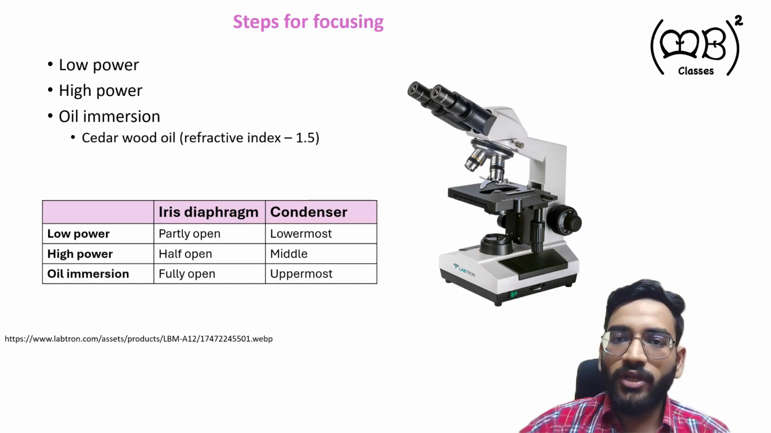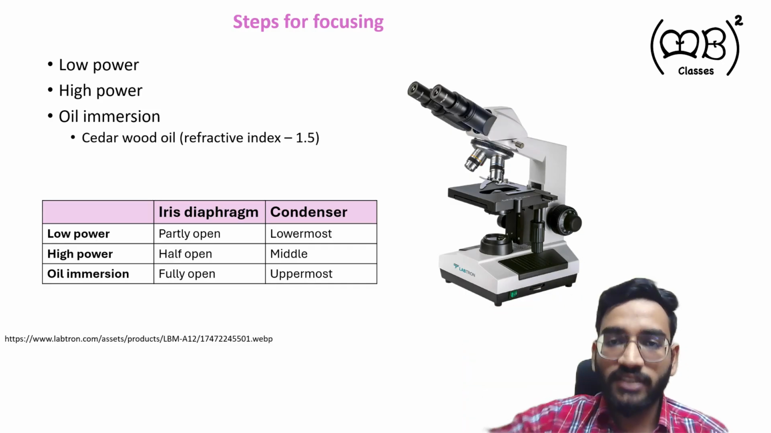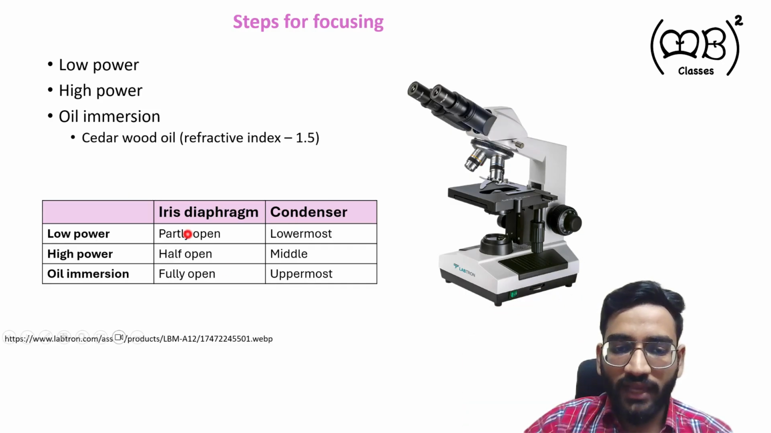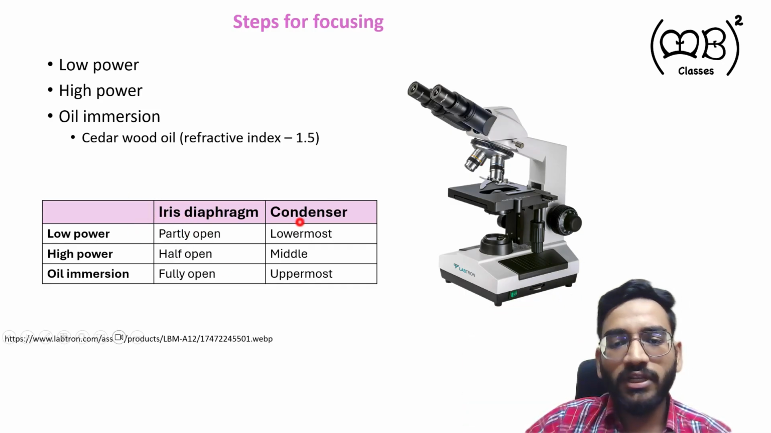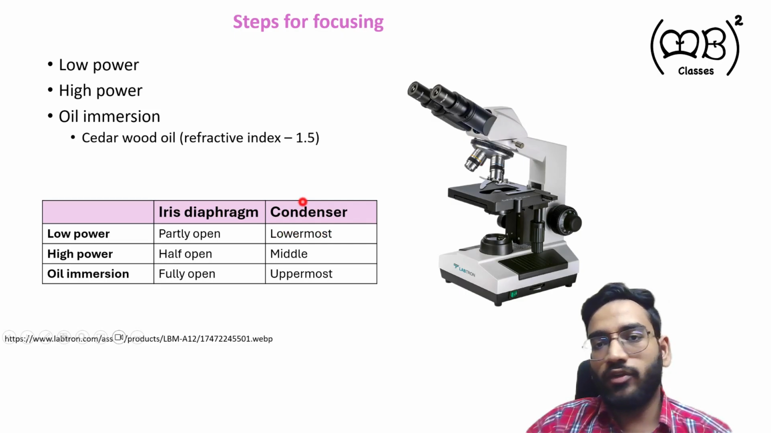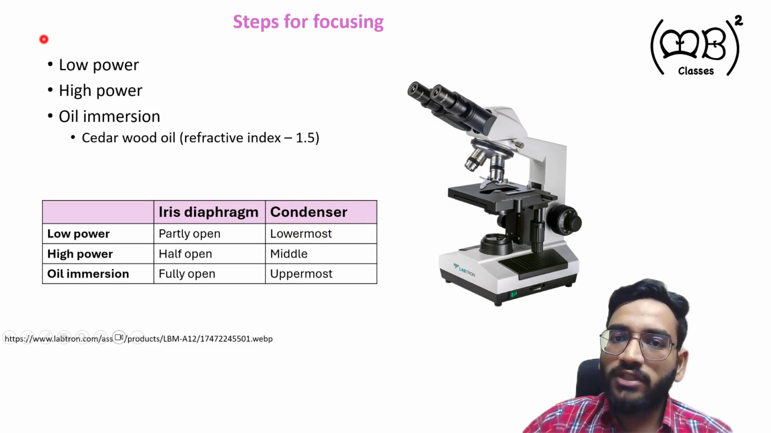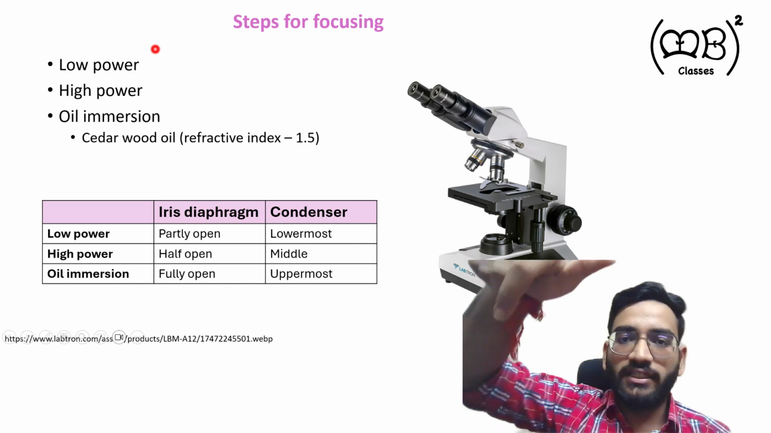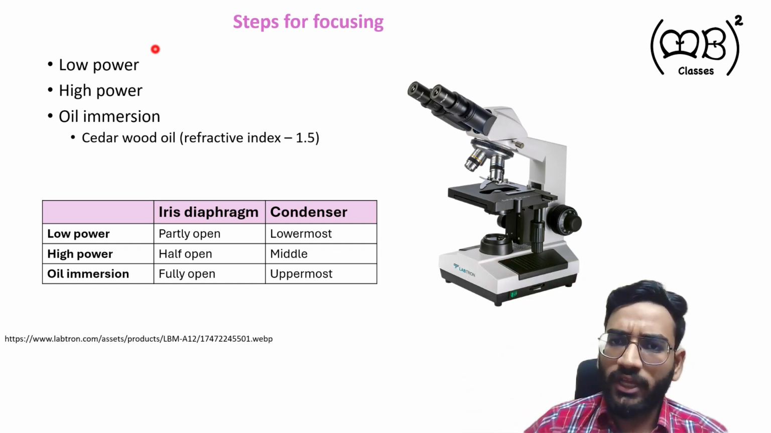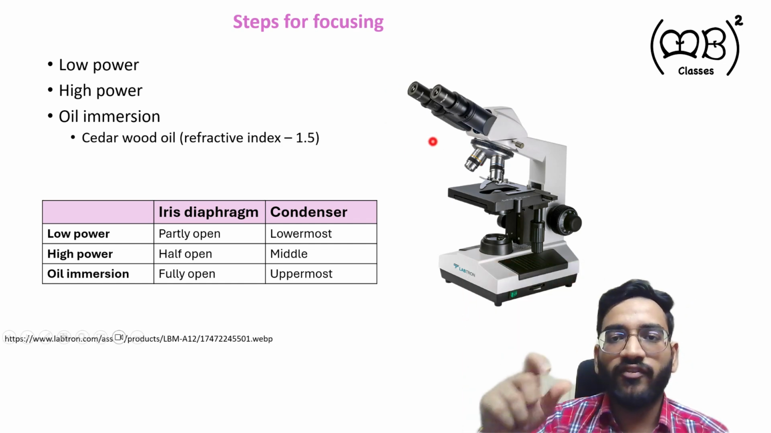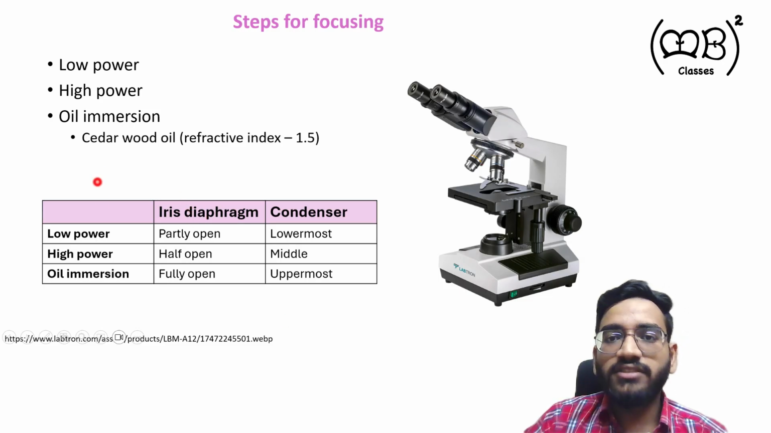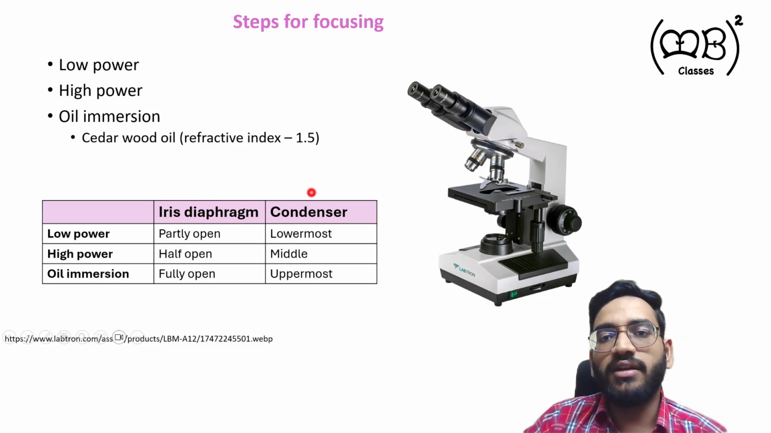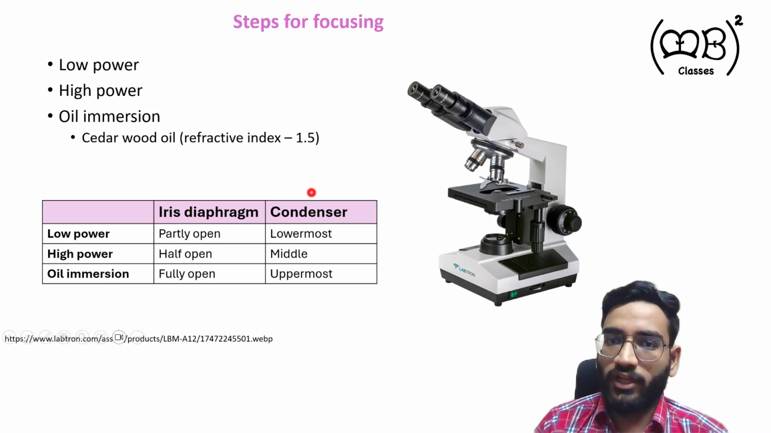So first you will be in the uppermost position. The stage would be uppermost, but the iris diaphragm would be partly open, and the condenser would be lowermost. Then you will focus under the lower power objective. Then you'll switch the lens to higher power, which would be the 40x, and then by fine focusing and changing the iris diaphragm and the condenser, you can focus it under the 40x.